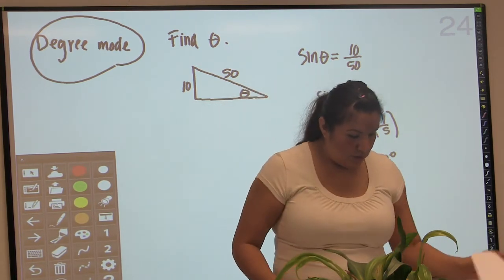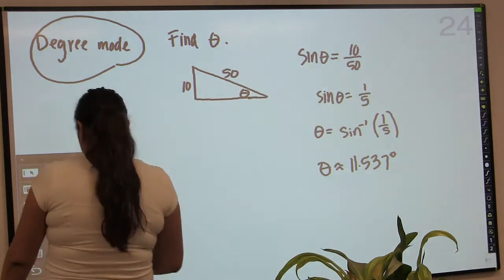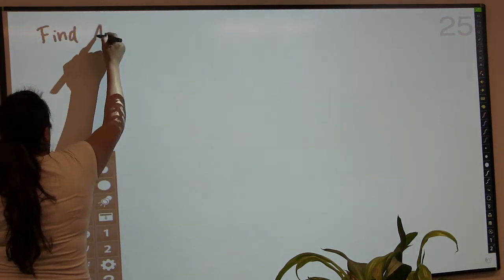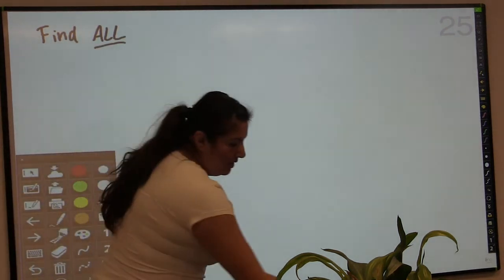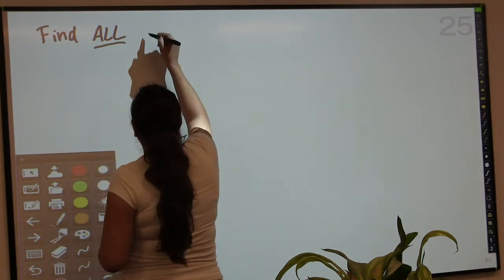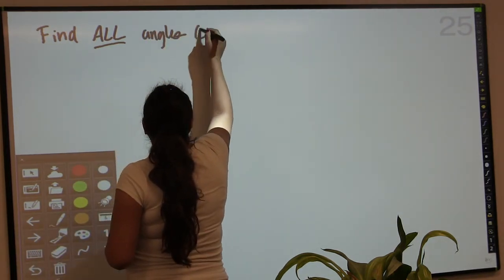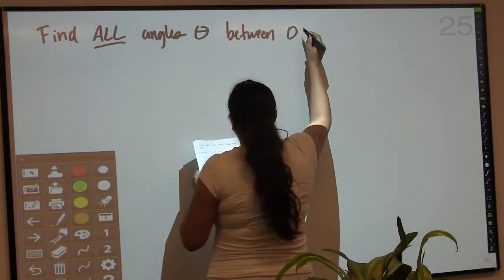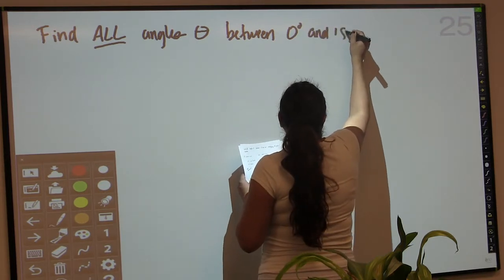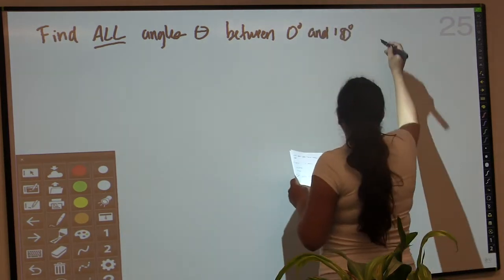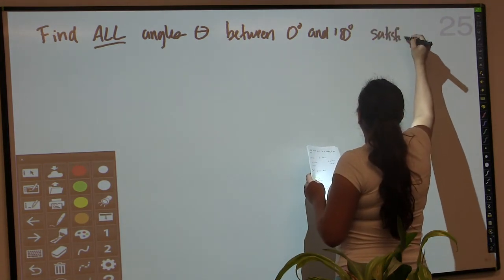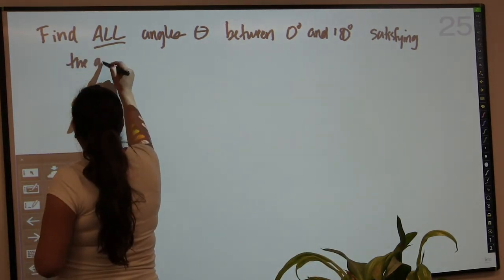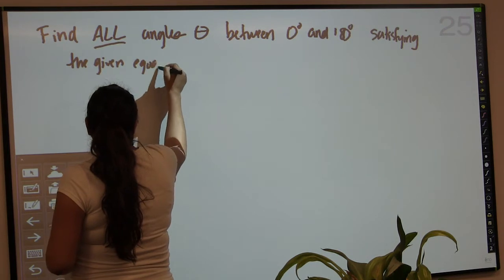But now we're going to get to something a little bit more complicated, primarily because of the directions. So this guy will say find, and the key word is all. It doesn't say find one, it says find all. Find all angles theta between 0 and 180, again indicating that we want to be in degree mode, satisfying the given equation. And I'm going to do two examples of this, one with sine and one with cosine.